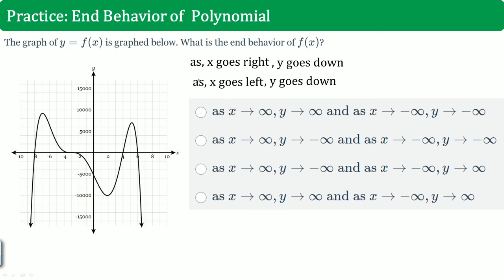Here, as x goes to the right, y goes down. So it goes to negative infinity. So it should look something like this one, because this one goes down, or this one, because that's where negative infinity is. Then as x goes to the left, which is this side, what happens to the y? Well, it also goes down to negative infinity. This goes down, and this is positive, so this goes up for the y. So it's this one. They're both going down.